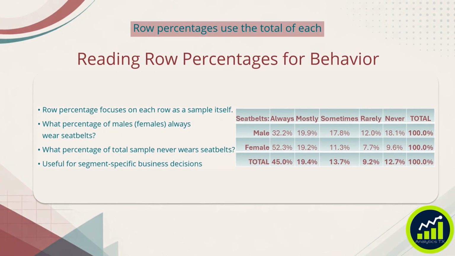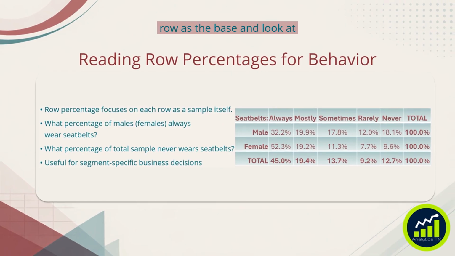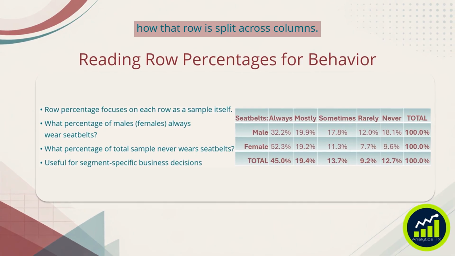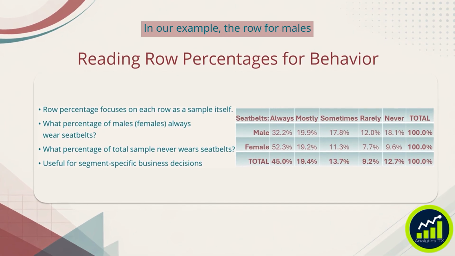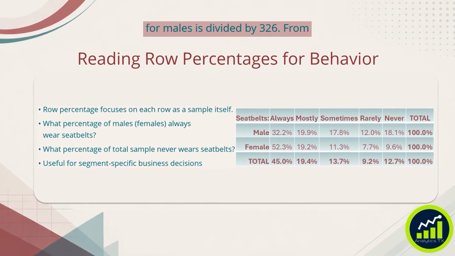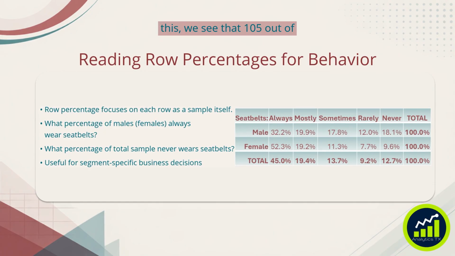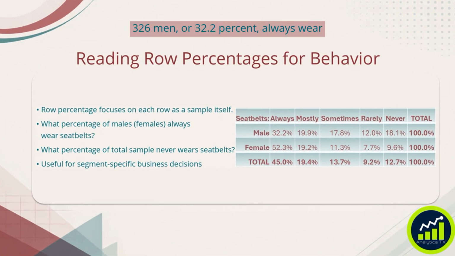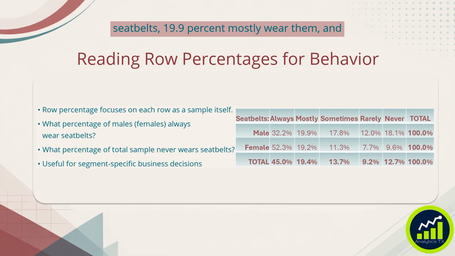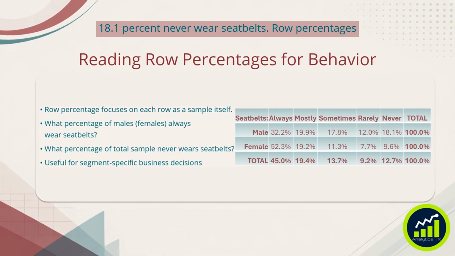Row percentages use the total of each row as the base and look at how that row is split across columns. In our example, the row for males sums to 326, so each seatbelt category for males is divided by 326. From this, we see that 105 out of 326 men, or 32.2%, always wear seatbelts, 19.9% mostly wear them, and 18.1% never wear seatbelts.